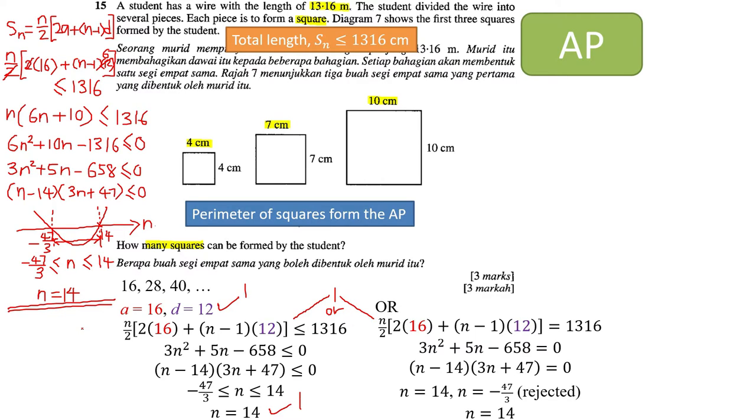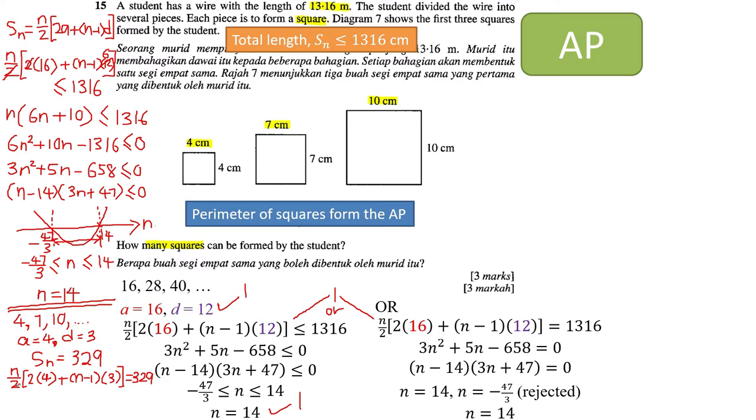What if I don't want to refer to 16, 28, 40? You want to refer to 4, 7, 10 as your progression? Yes, you can actually, which means your a is 4 and your d is 3. But your Sn is not 1316 anymore because we know that 4, 7, 10 is only one side of your square. So 1316 is the total length. In this case, we have to divide it by 4, which is 329. n over 2, 2a plus n minus 1 d. d is 3. Okay, we let it equal to 329.